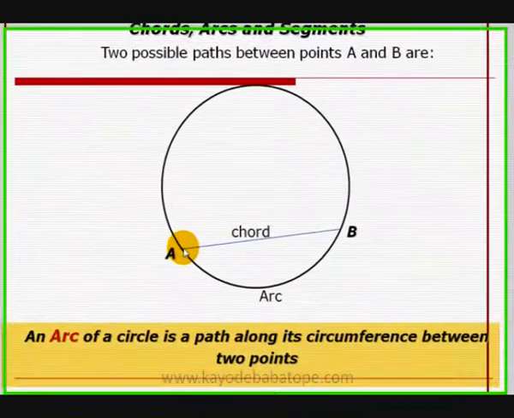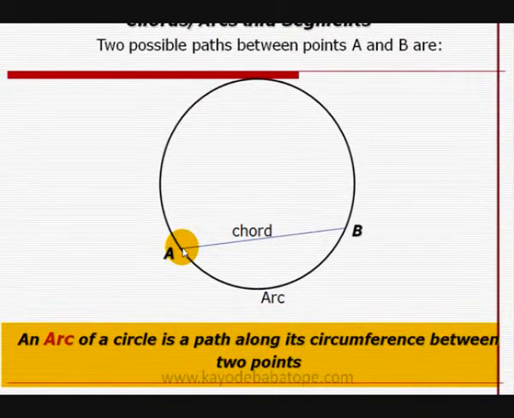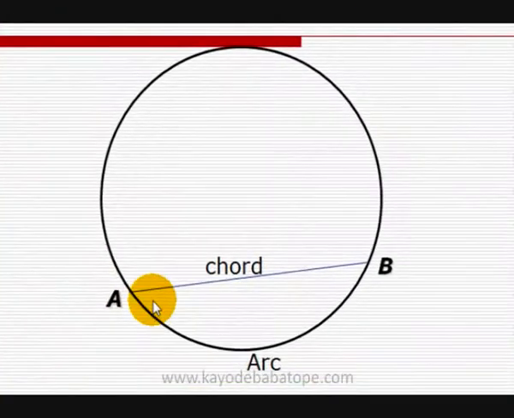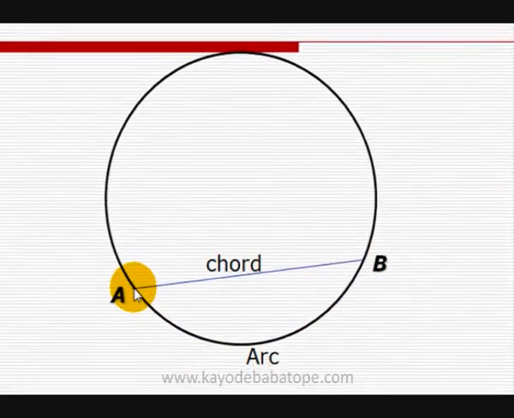What is an arc? An arc of a circle is a path along its circumference between 2 points. Note, this is point A on the circumference of the circle. This is point B on the circumference of the circle. Earlier we said the straight line joining these 2 points is known as a chord. But then you can have another path joining these points, which is the path that goes along the circumference of the circle. So the path between 2 points along its circumference is what is called an arc.